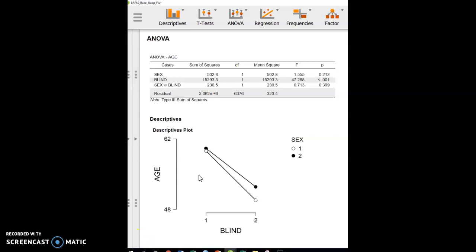So how do we sum all of this up in a single sentence? We might say something like, regardless of whether the participants were male or female, the participants who reported being blind were significantly older than the ones who were not blind.